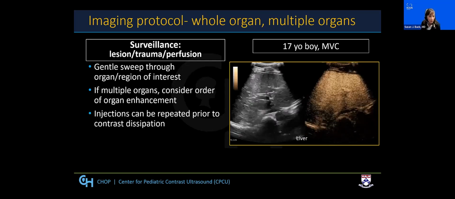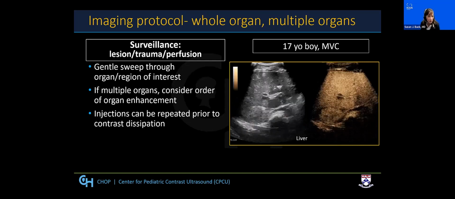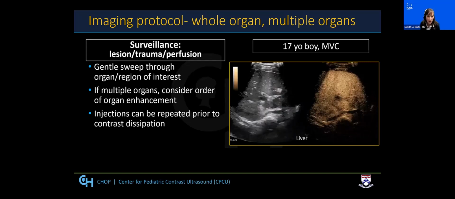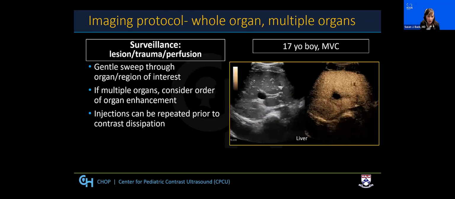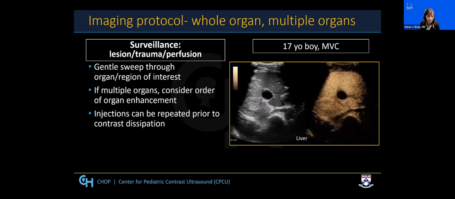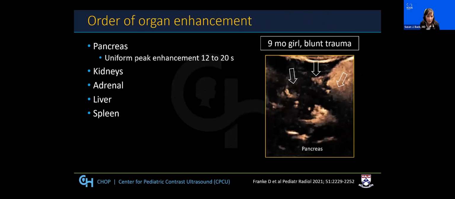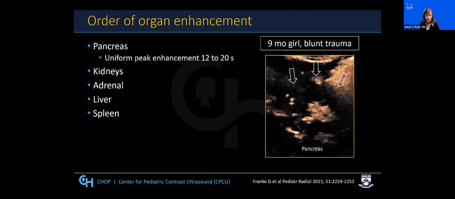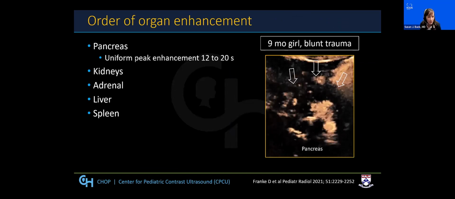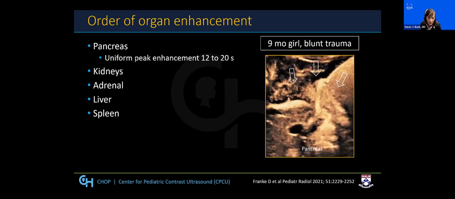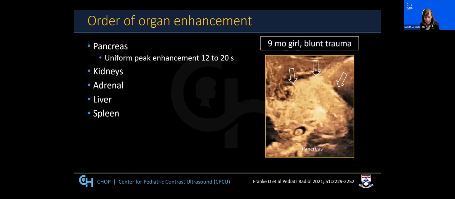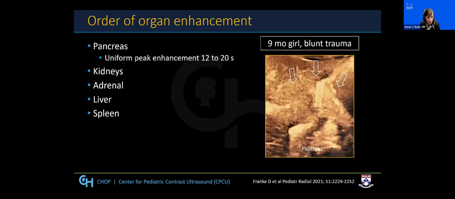And different from our focal lesion assessment, injections can be repeated, but we don't need contrast to dissipate in its entirety for the examination. So when we work within the abdomen, this is the relative order of organs. We start with the pancreas, which enhances first and peaks very early. This is a normal examination of the pancreas in an infant who had blunt abdominal trauma.